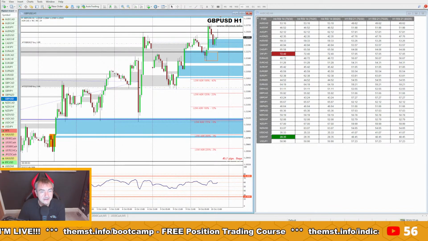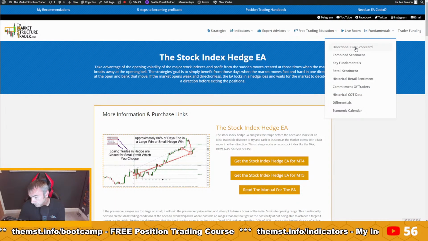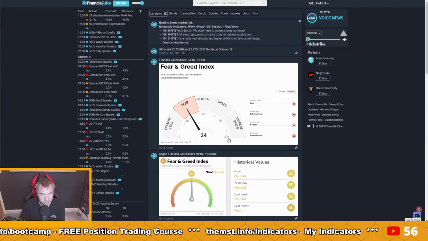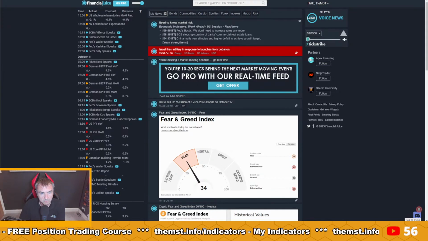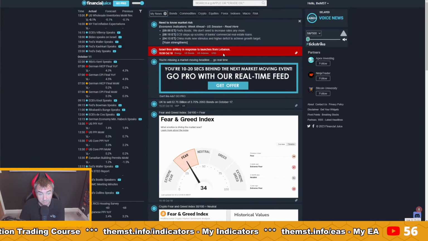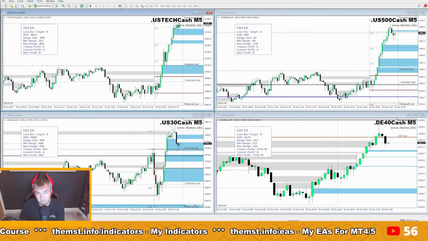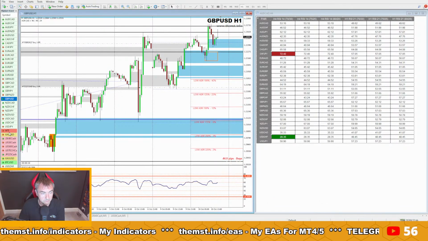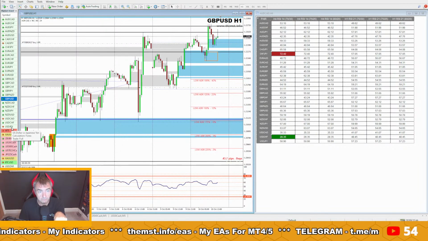Long-term view on the pound CAD. Israel has just fired into the Gaza Strip. Oh, Israel fires artillery in response to launches from Lebanon. Okay, so this is escalating. Lebanon has just fired into Israel.